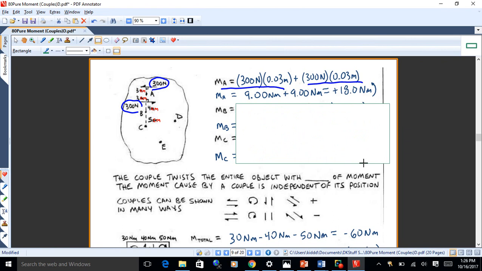So why don't you find the moment about B? So let's look. We found the effect at A. It's an 18 Newton meter positive moment. What's the effect at B of those 2 forces? So if we focus on that and look at the effects at B, what would they add up to equal? So if we take moments about point B, what are we going to get? Oh, this isn't looking good.